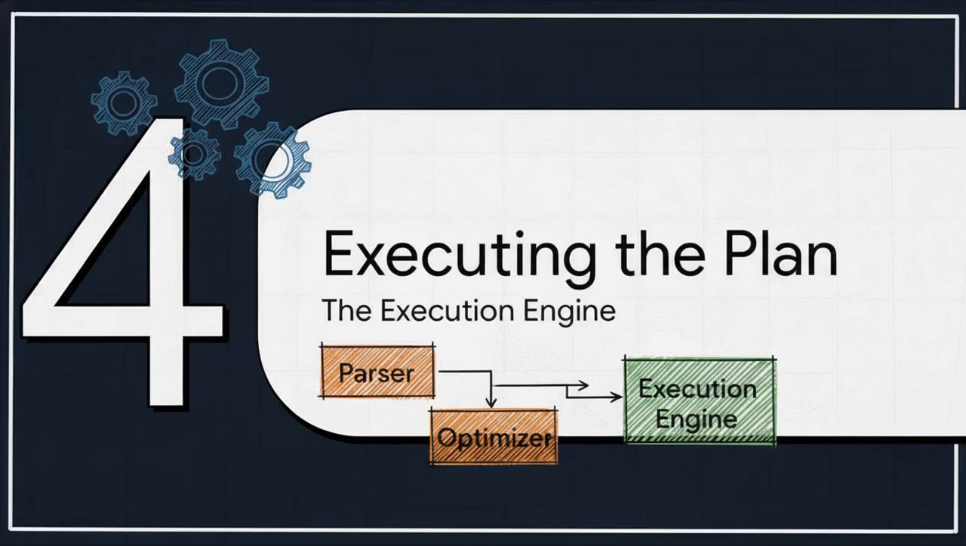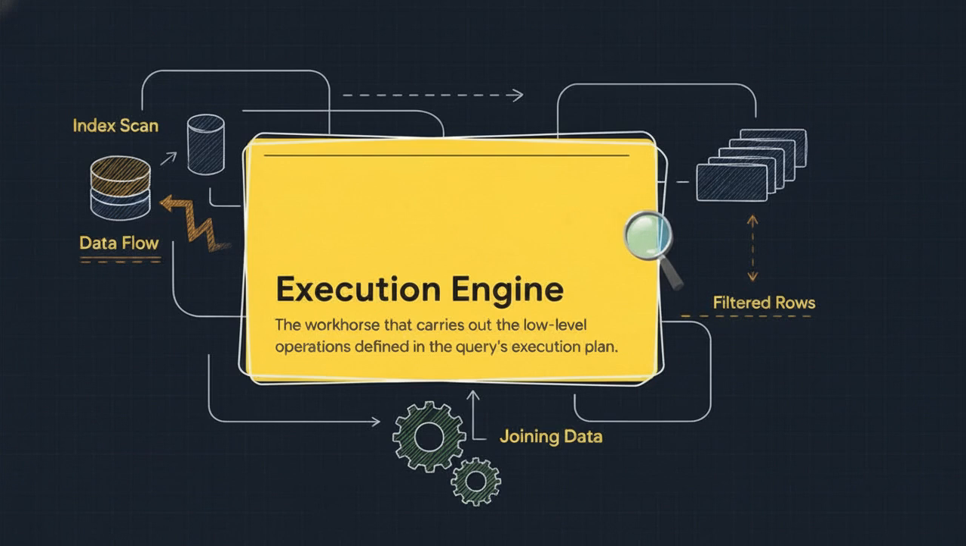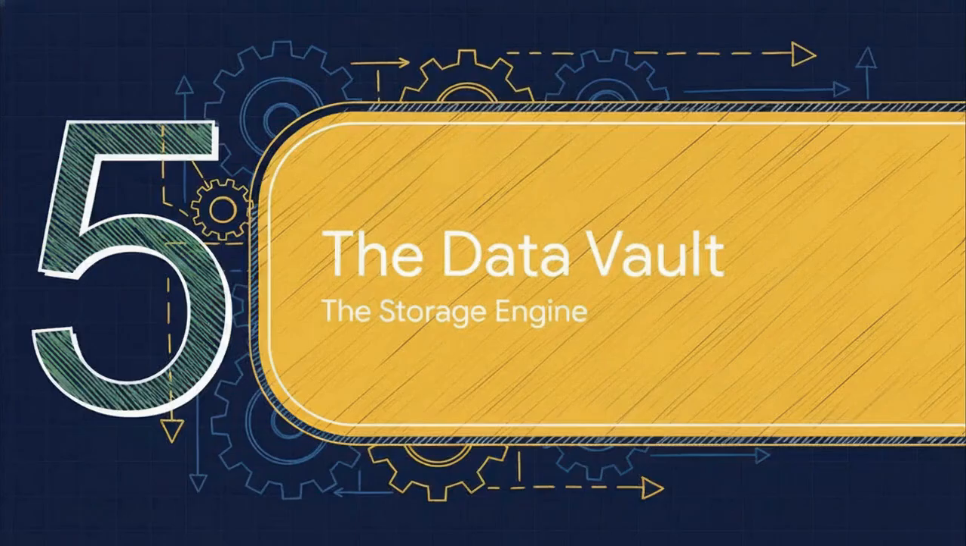So, with a brilliant plan now in hand, it's time to head down to the workshop floor. This is where that theoretical plan gets turned into actual, concrete action. And that optimized plan gets passed right down from the query processor to the execution engine. You can totally think of this as the handoff from the planners to the doers. This engine is the absolute workhorse of the database. It takes that step-by-step plan and it executes it. It's the part that carries out all the low-level operations, things like scanning an index, filtering rows, joining data. The key thing here is that it doesn't think or plan. It just follows the blueprint it was given, and it does it as efficiently as possible.